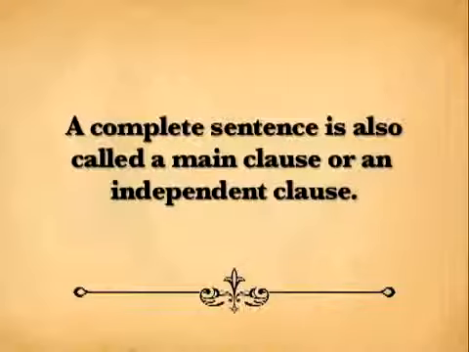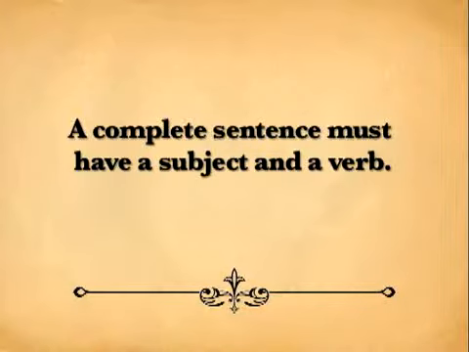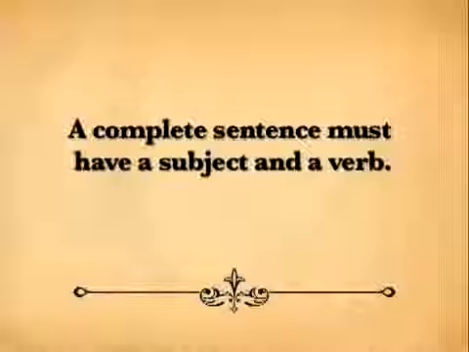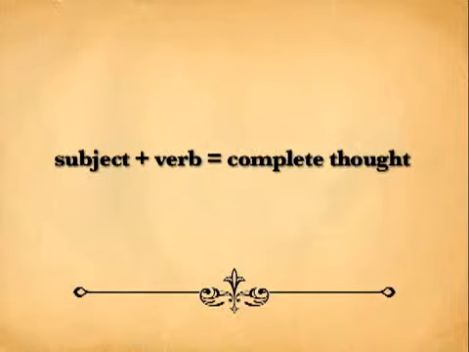A complete sentence is also called a main clause or an independent clause. And in order to have a complete sentence, you must have a subject and a verb. And these must work together to create a complete thought. So, your subject is the subject. It's what the sentence is about. The verb, or the predicate, focusing on predicates first, is the action and the object of the sentence, or whatever is receiving the action. So let's take a look at a sample.